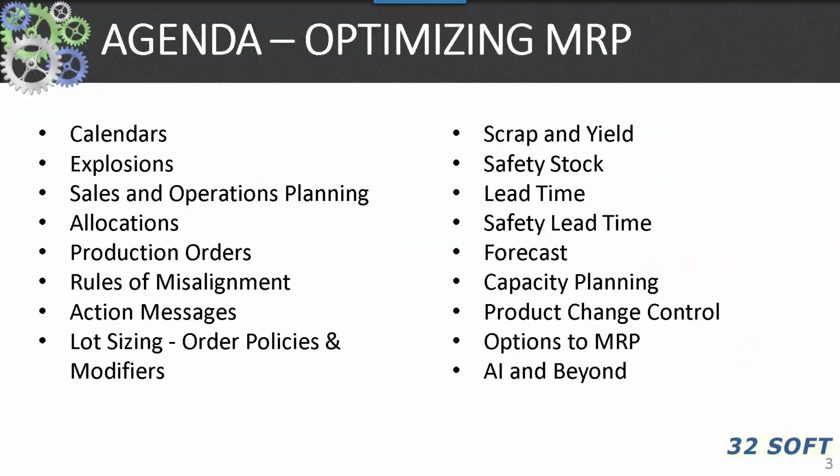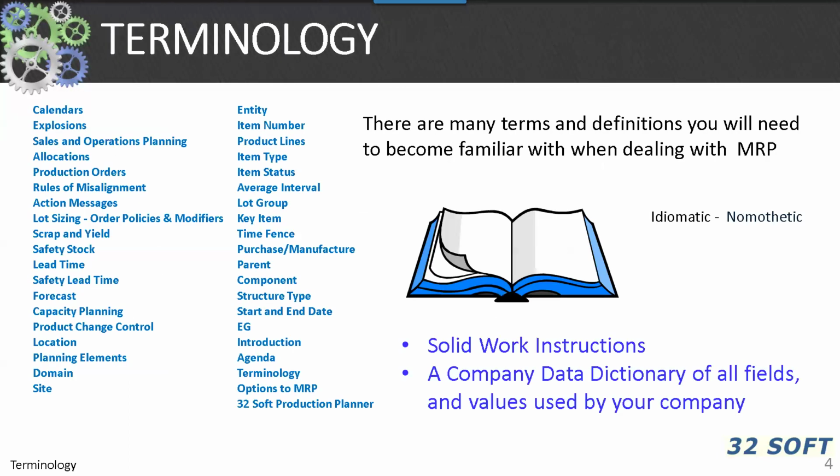So here are a few of the things I'd like to cover today under the headings including sales and operations planning, rules of misalignment, lot sizing, scrap, safety stock, forecasting, product change control, and a couple more besides that. There are always terms and definitions that we need to become familiar with when dealing with the functionality of MRP in QAD. Order policy, item, structure types, min-max, all these need to be understood to approach MRP.